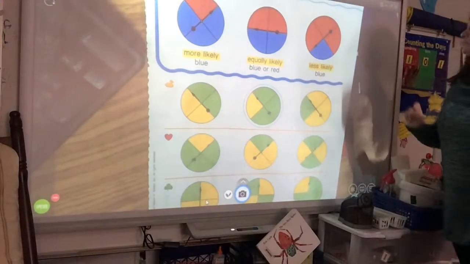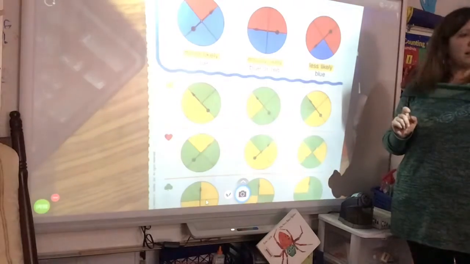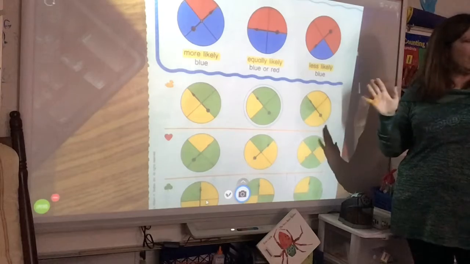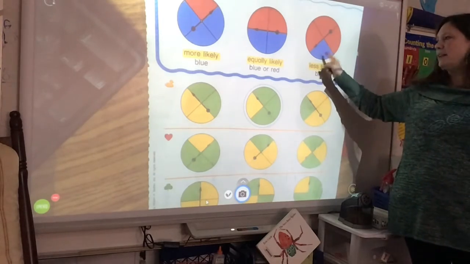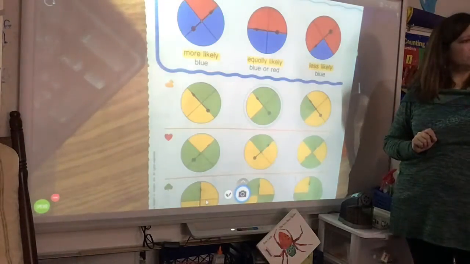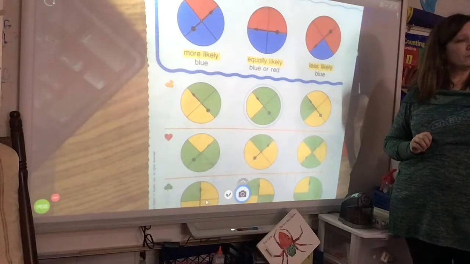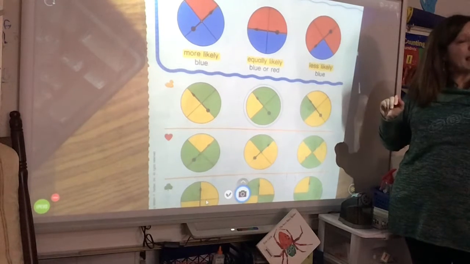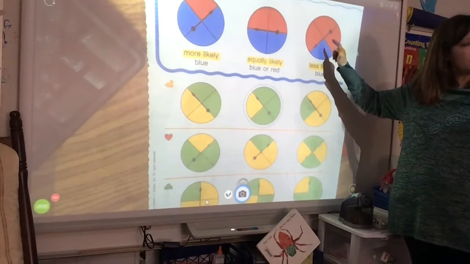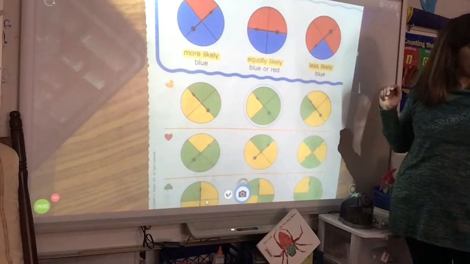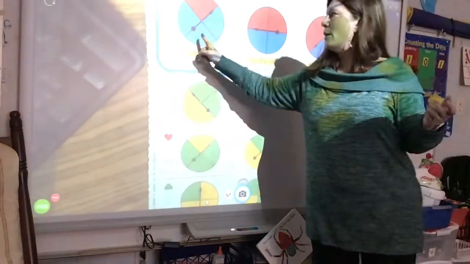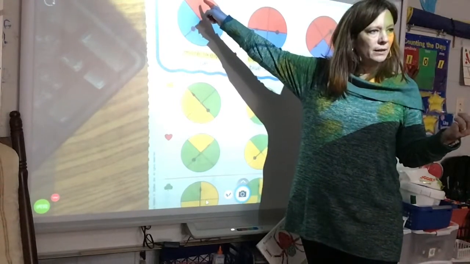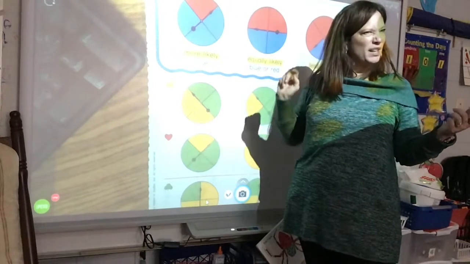Look over here. I am less likely to spin a blue on this one. Why am I less likely to spin a blue? Because there's one blue and there's 3 reds. I would be more likely to spin a red on this one and less likely to spin a blue, right? And over here, I would be more likely to spin a blue and less likely to spin a red. I think your brains might be working on it.